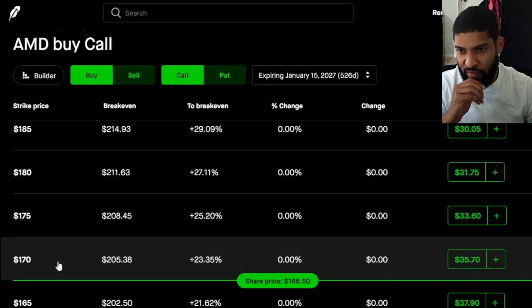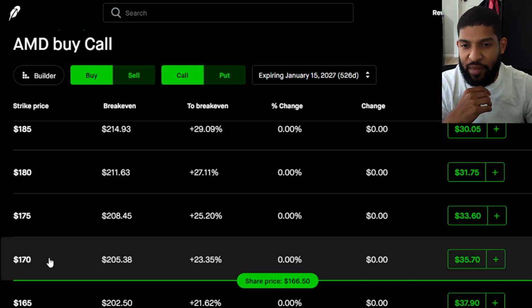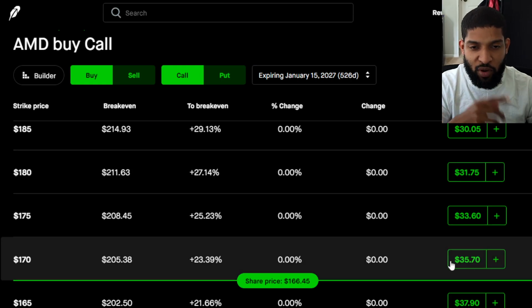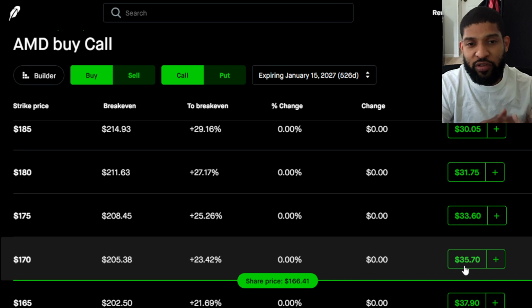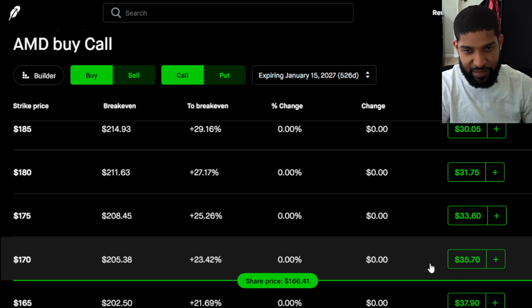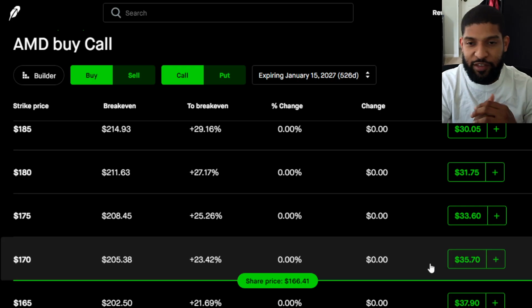So a 170 call option on AMD with expiration date of January 15, 2027, one contract is worth $3,570, because keep in mind, one contract equals 100 shares. All right. So essentially, this is a leap option at this point.